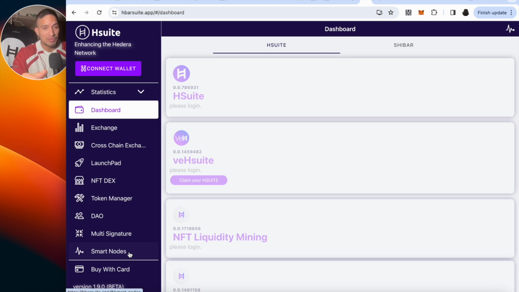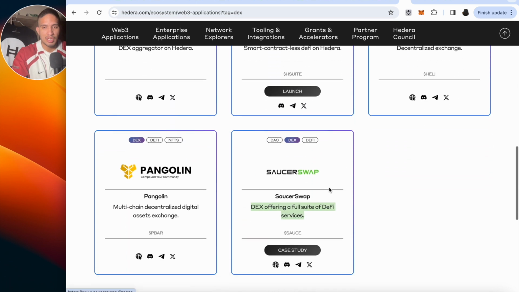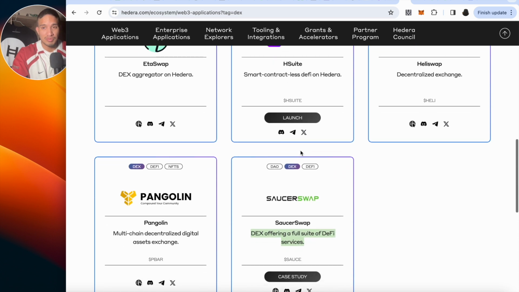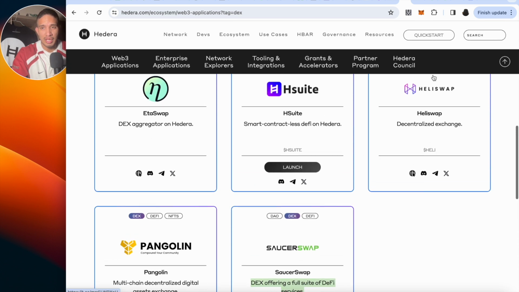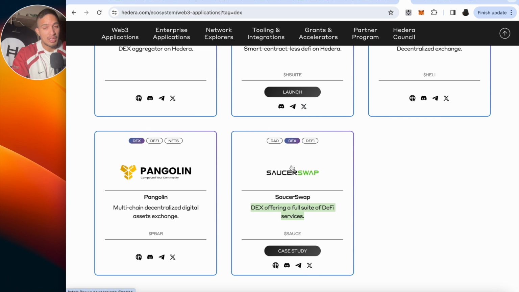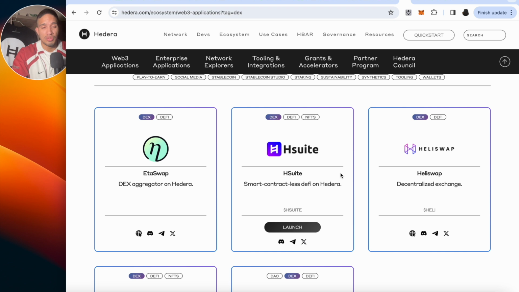But in my next video, I'll go a little deeper on HSUITE, because we do need to understand a lot about this suite. And now you see what I mean about why I don't agree with these definitions, HSUITE and then SAUCERSWAP. I think this definition should be added to HSUITE, and then a decentralized exchange like HeliSwap should go over here into SAUCERSWAP. And they are a DAO, yes. So we have to understand all of the strengths that each has.